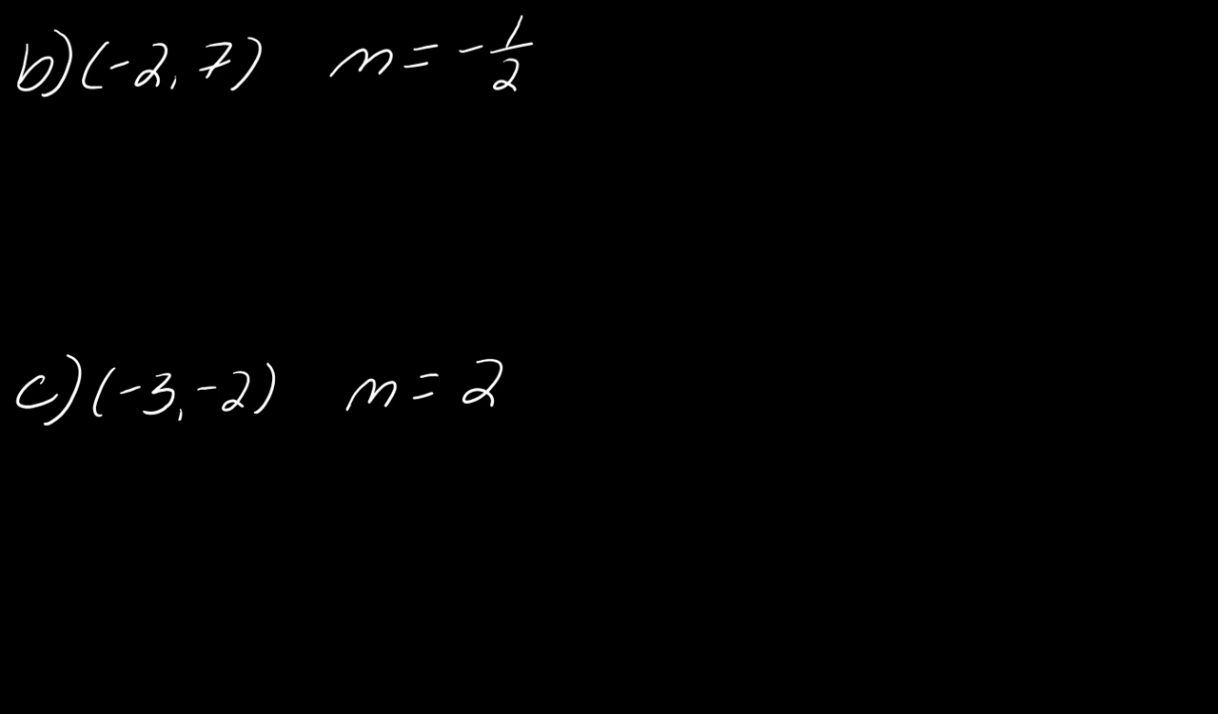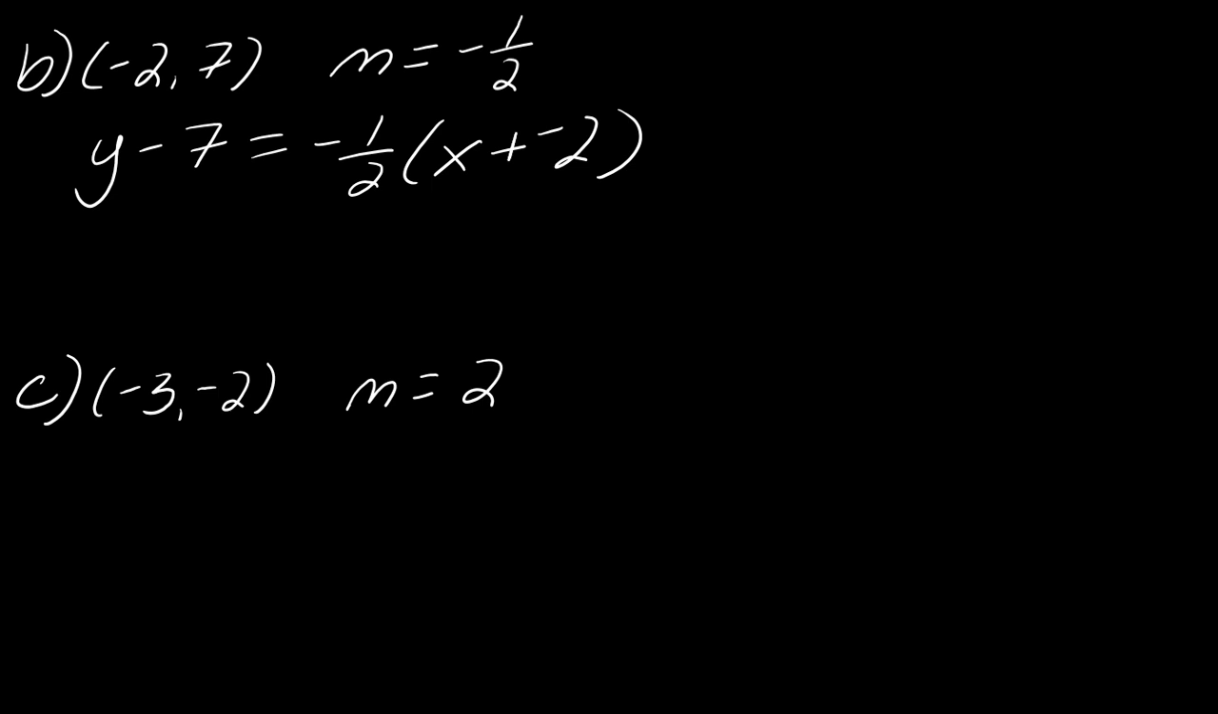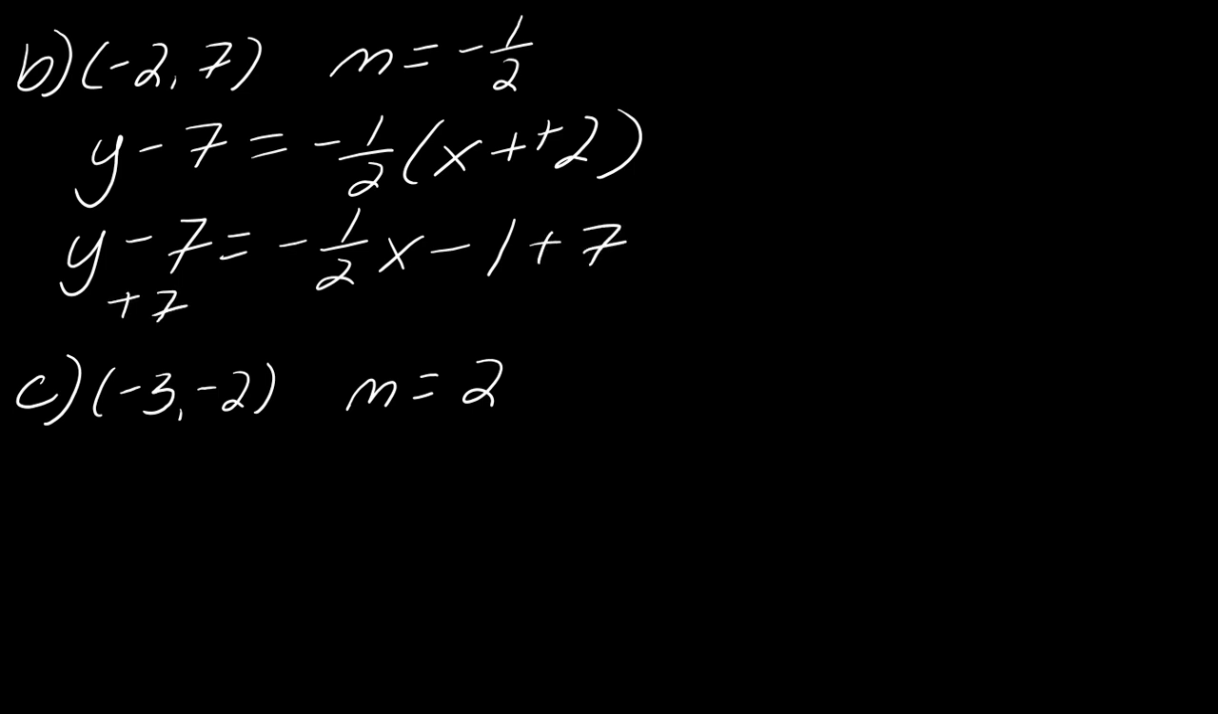So I've got -2, 7, and m equals -1/2. I will start by first putting all this information in point-slope form. So this will be y minus 7 equals -1/2 times x minus -2. The negative and the negative will turn that all into a positive. So now I need to distribute that 1/2. So this becomes -1/2 x minus 1. And then to finish solving for y, I can add 7 to each side. So I get y equals -1/2 x plus 6. And that will be the final answer for that one.